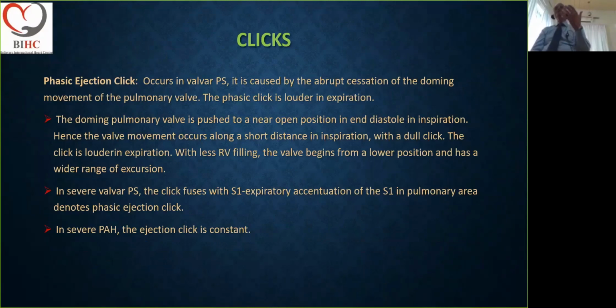Therefore, in severe valve PS, when you auscultate over the pulmonary area, what you hear is what looks like a loud first sound. Remember, the first sound has no business to be loud in pulmonary area selectively. So if you hear the loud first sound in pulmonary area alone, check whether it is heard in inspiration or expiration. You will realize that it is in expiration that the first sound appears to be loud, and this is because a click is fusing with the first sound.